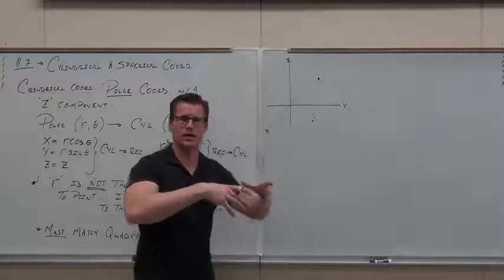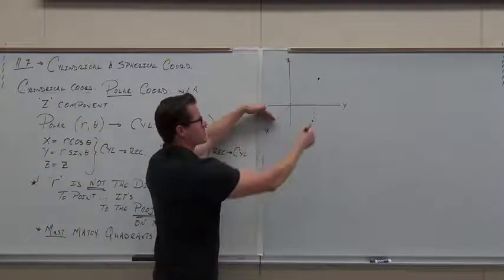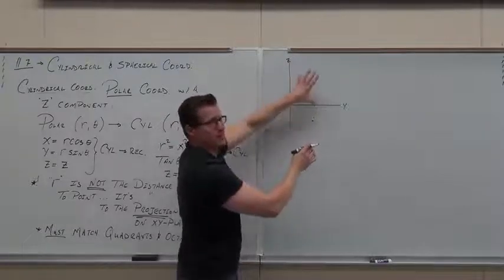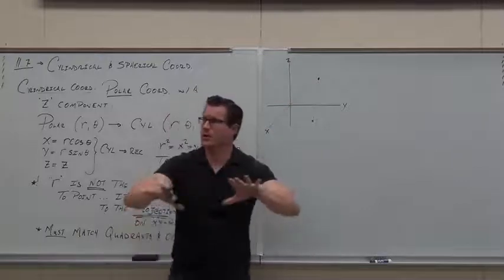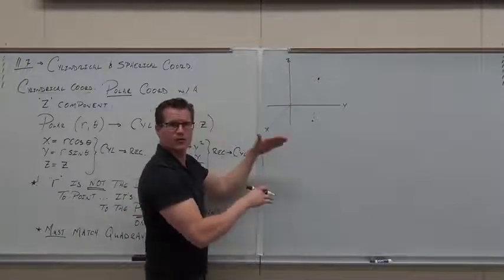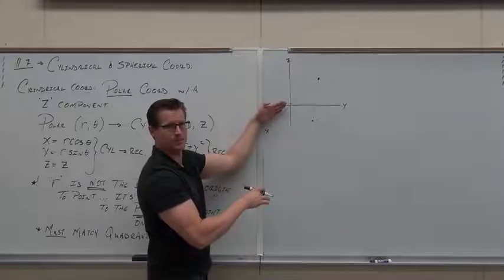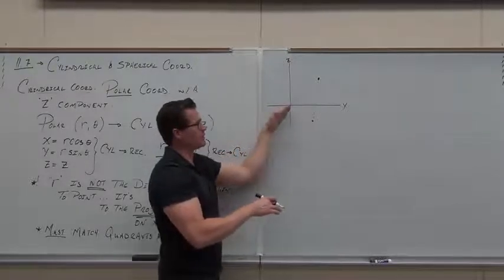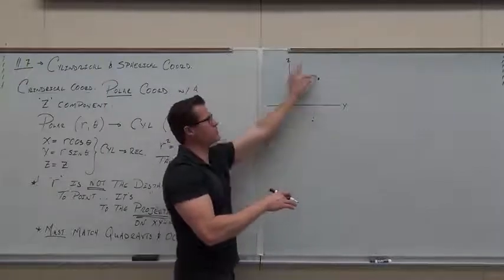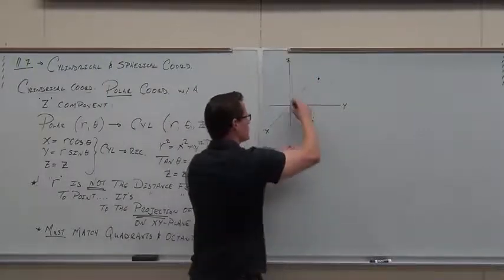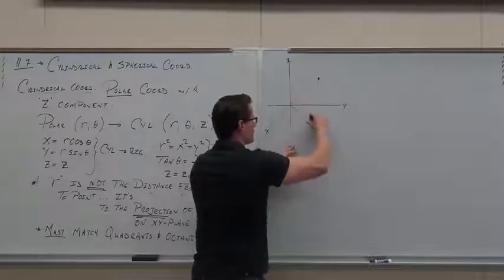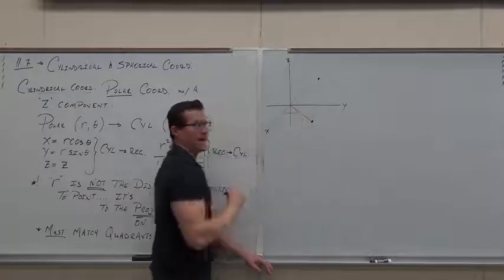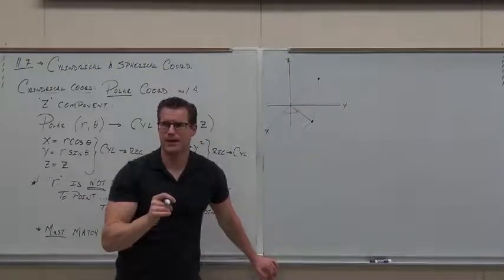Here's what cylindrical does. Instead of going, oh, here's X and here's Y, and where they meet, that's XY, and then here's Z. This is still the Z, but polar takes over for that plane. So polar says there's an angle from the positive x-axis, from the origin to the projection of that point. That angle is theta.